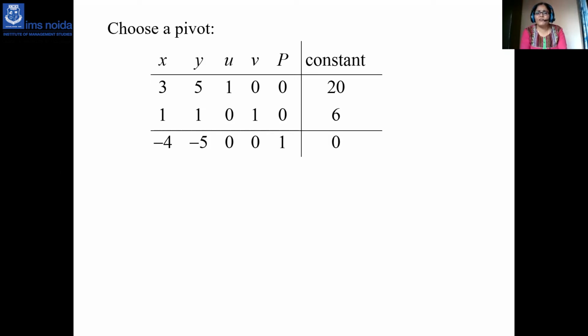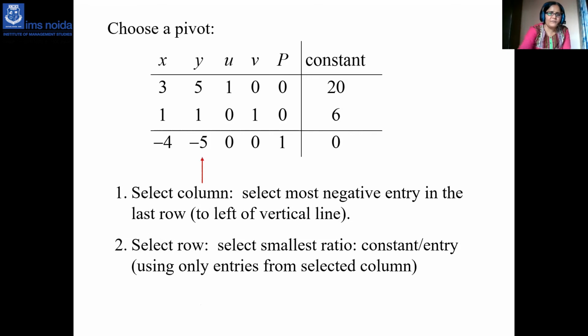So which is the row? The first row. The first row is known as the pivot row, and the second column is the pivot column. Now 20 by 5 you are getting 4. So 5 in the y column is the key element. Write down the steps: select the most negative entry in the last row. And how to select the row? Select the smallest ratio, constant by entry. The only entries selected are from the pivot column. This is known as the key row.